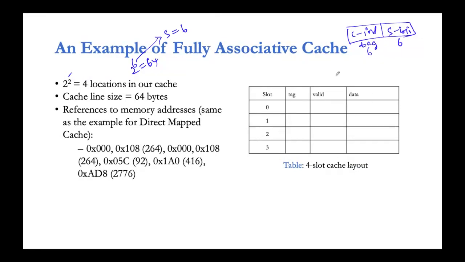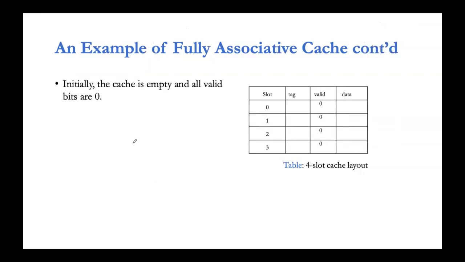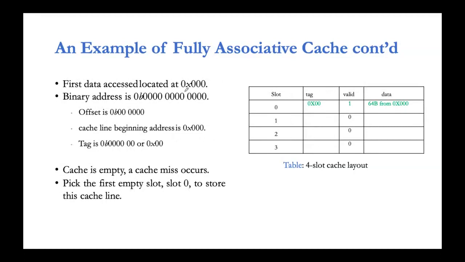Let us see. Initially this cache is empty, so all the validity bits become zeros. For the first data access, located at address 000, take the binary form of it. You can see the first 6 bits are the S bits, and the remaining 6 bits are your tag bits.